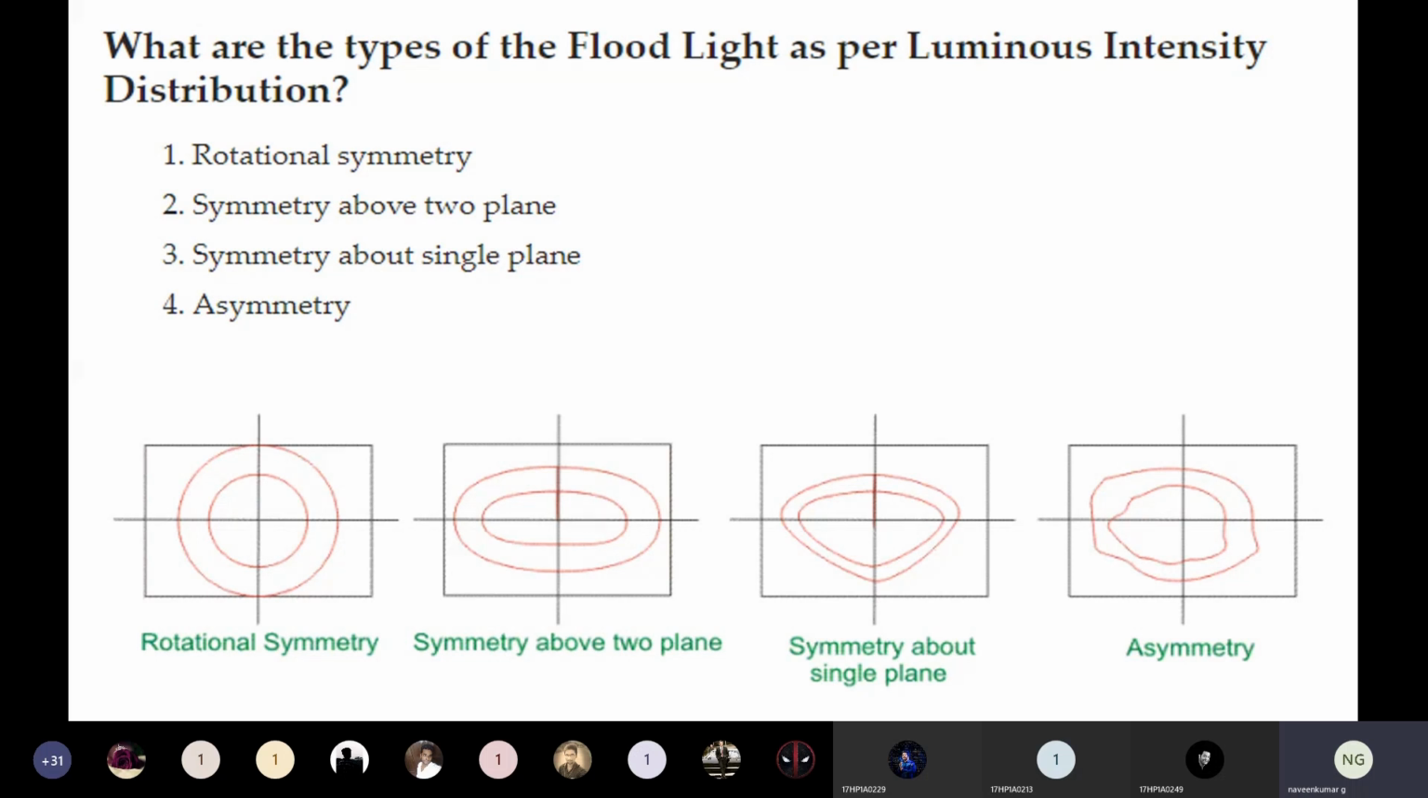And finally the fourth one, asymmetry. You observe that the beam distribution isn't symmetrical in any of the four directions. There is no symmetry in any of the four sides. So this is called asymmetric luminous intensity distribution. So how many types of floodlight luminous intensity distribution are there? Four types. What are they? Rotational, symmetry about two planes, symmetry about a single plane, and asymmetric luminous intensity distribution.